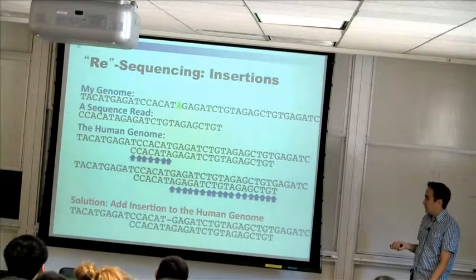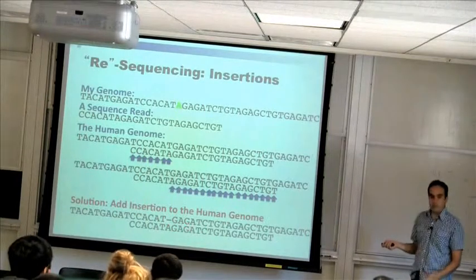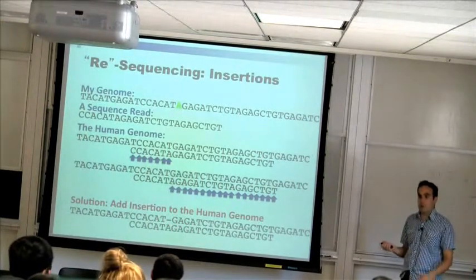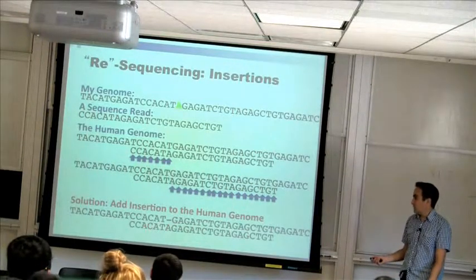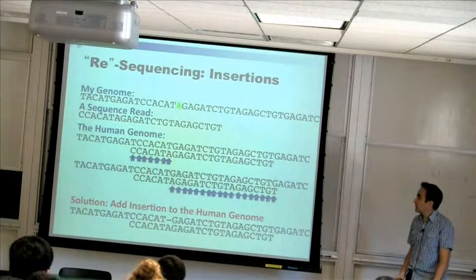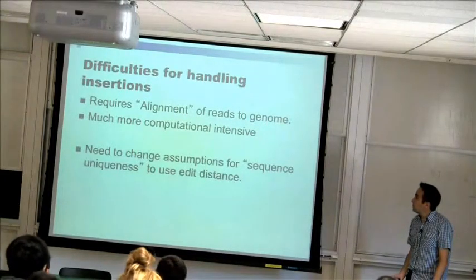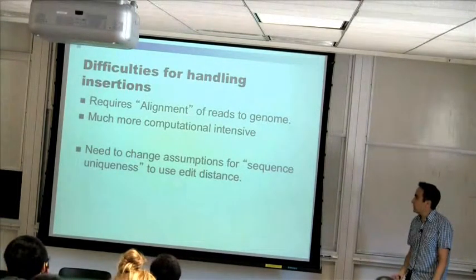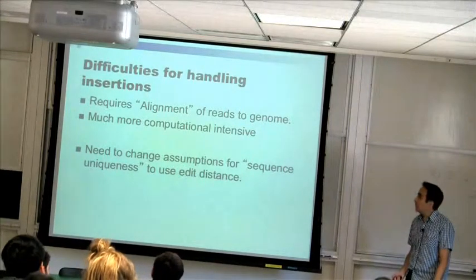One thing I can possibly do is consider all possible placements of gaps in the human genome and then run my algorithm, and then it would work because this matches really well. But obviously, how do I do that? So that's a good final project, how to do that. So this is the difficulty. You have to use alignment, you have to use edit distance. This is not an easy problem.